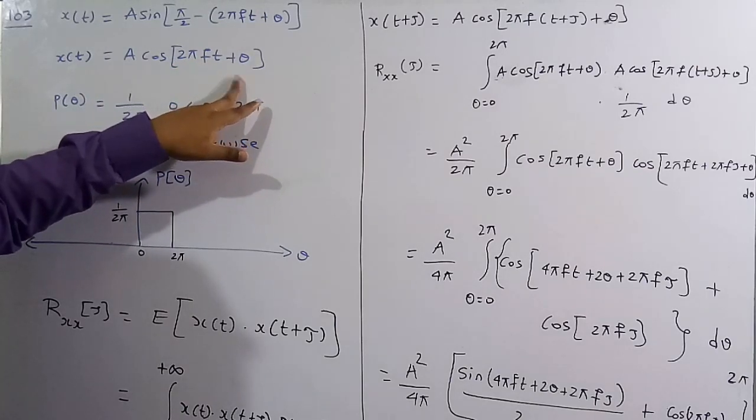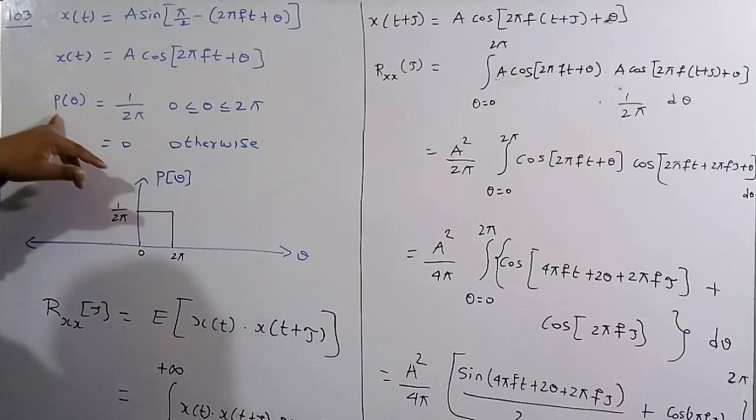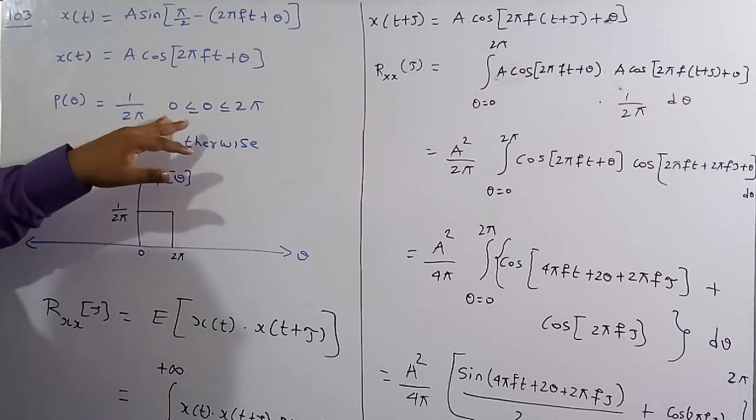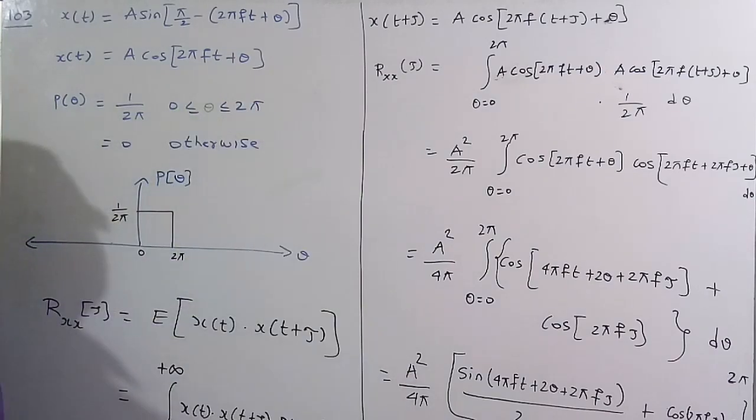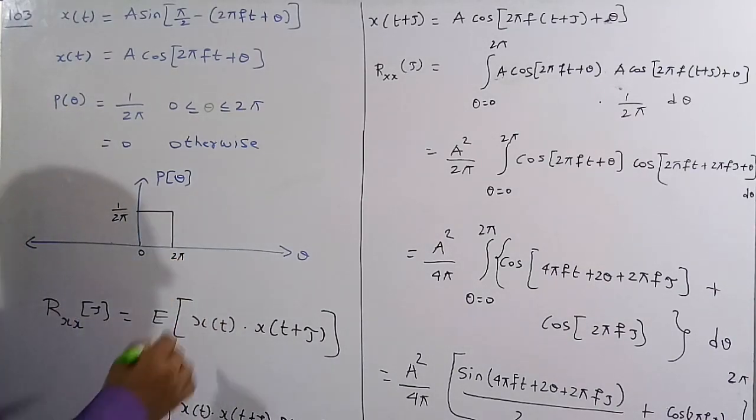Now they have also given the probability density function, p of theta, equal to 1 by 2 pi for 0 less than or equal to theta less than or equal to 2 pi. So theta lies between 0 and 2 pi, where the value is 1 by 2 pi, and in the remaining region its value is 0. Therefore this is the diagram of the probability density function. For 0 to 2 pi its value is 1 by 2 pi, and for all remaining theta its value is 0.